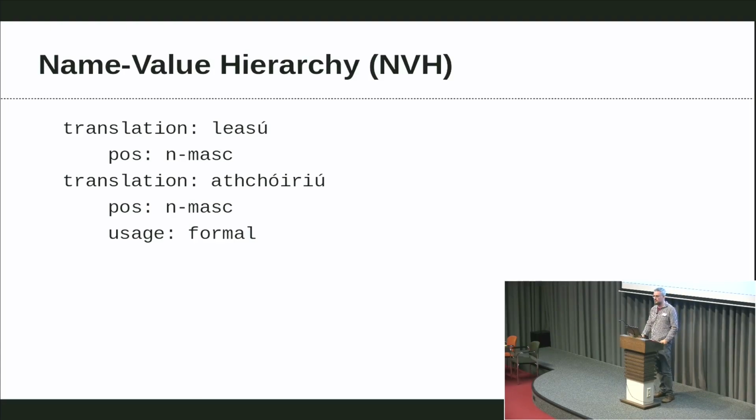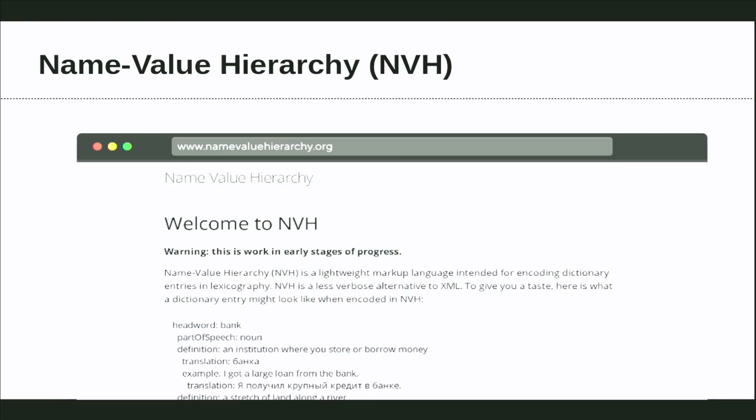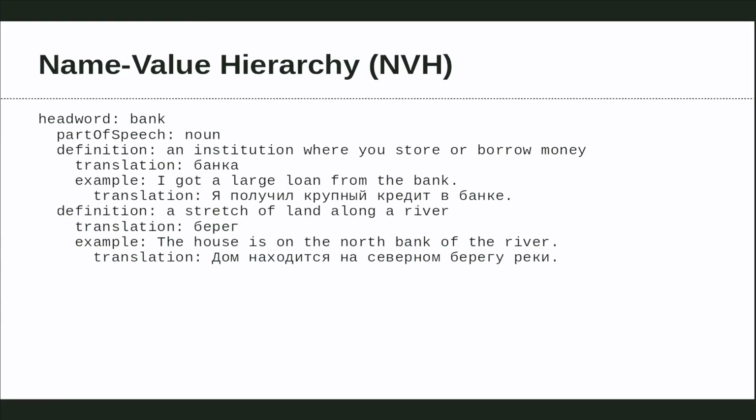We have given it a name. It's called name value hierarchy, NVH. We have written a specification for this, and we use this internally for representing the dictionaries that we work with. So in name value hierarchy, a dictionary entry looks like this. You can see that it's a hierarchy of name value pairs. That's where name value hierarchy comes from.